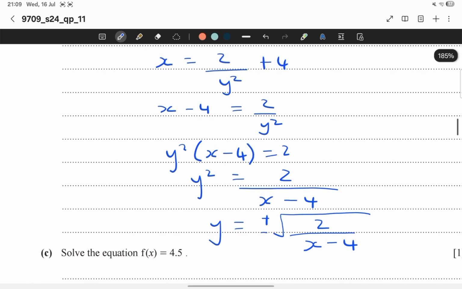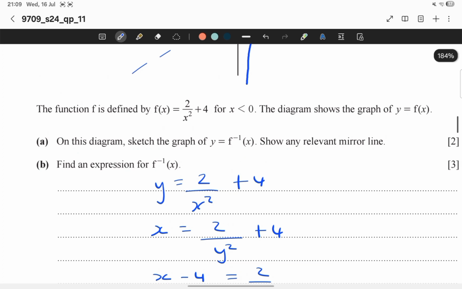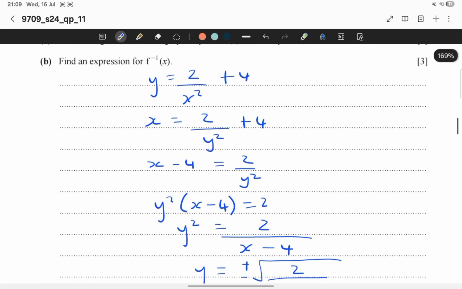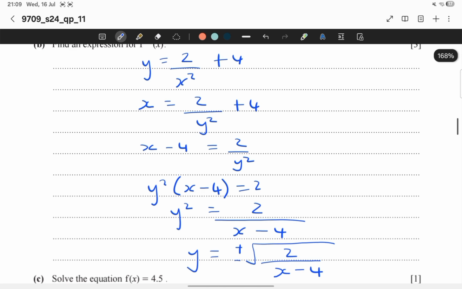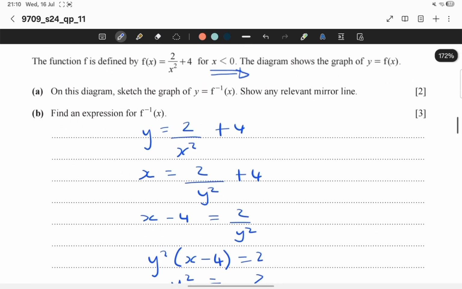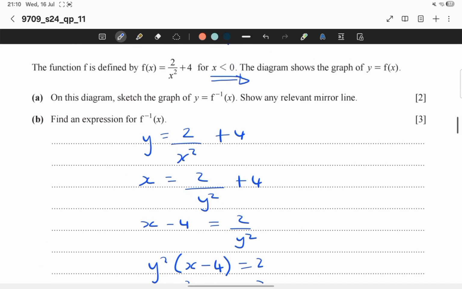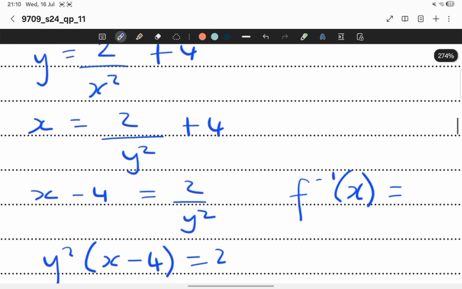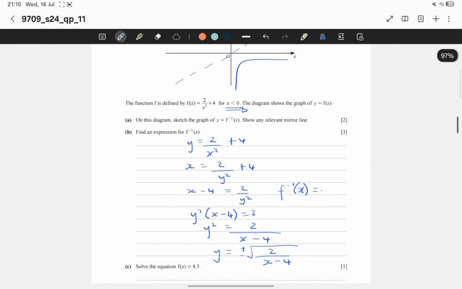And here we can see that we have two answers. So we go back and we look at the domain. If there is a less than sign on the domain, it means we're taking the one with the negative sign. And if it's a greater than sign, we take the one with the positive sign. So for this one, we have x less than 0. So the inverse function of x is equal to minus the square root of 2 over x minus 4, right? And that will be our answer for part B.